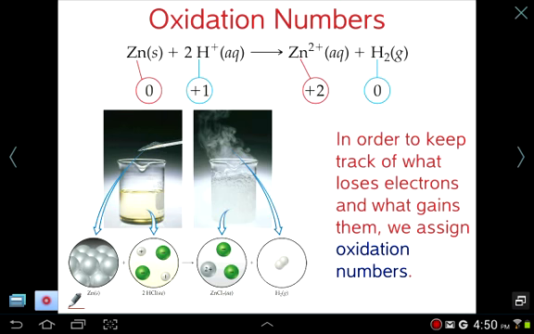Where did those electrons go? They went to hydrogen, which began with a +1 charge and ended with a 0 charge. Hydrogen accepted those electrons and became neutral. So in order to work with these redox reactions, we'll have to keep track of electrons that are being lost and gained. And we'll do so by first assigning these oxidation numbers. So let's review how these oxidation numbers are actually determined.